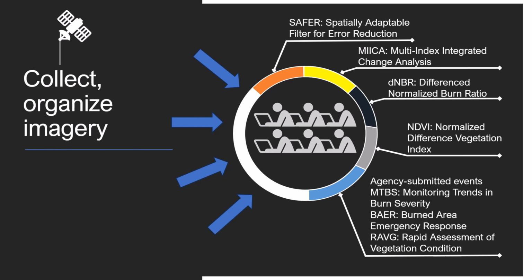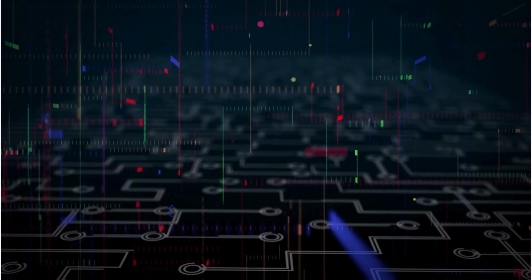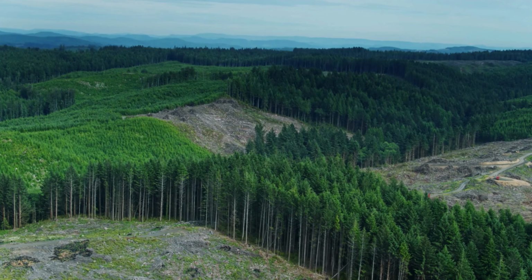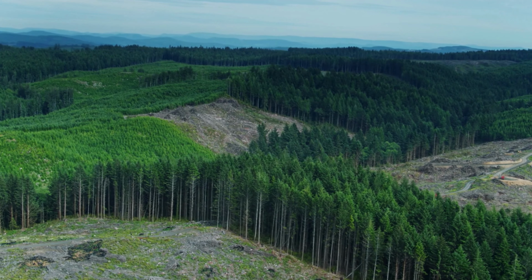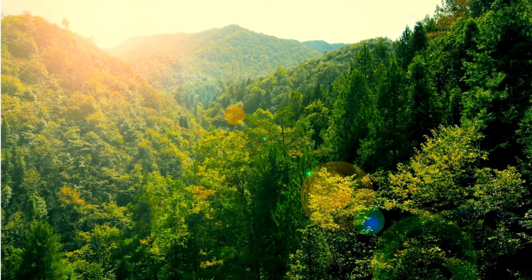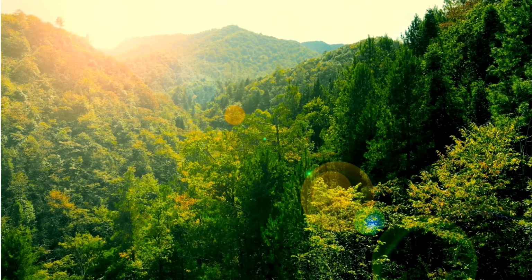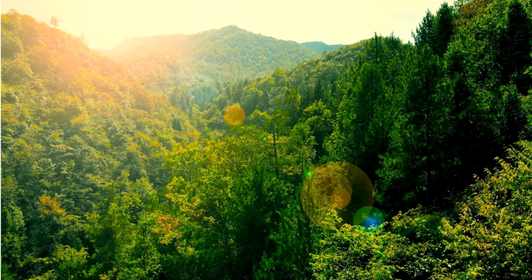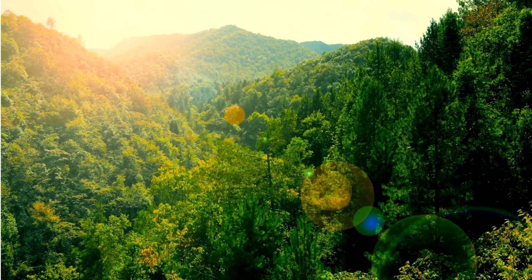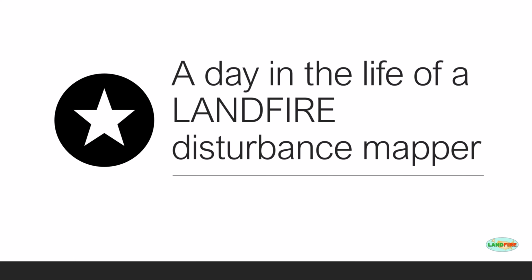In short, all the data listed are processed through a series of automated scripts designed to help distinguish genuine land cover alterations from seasonal greenup or annual variations linked to rainfall and weather patterns. These automations greatly reduce the manual effort required for identifying actual disturbances. So what's a day in the life of a LANDFIRE disturbance mapper actually like?